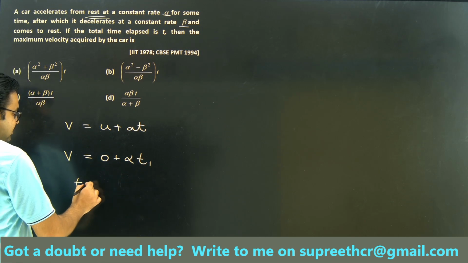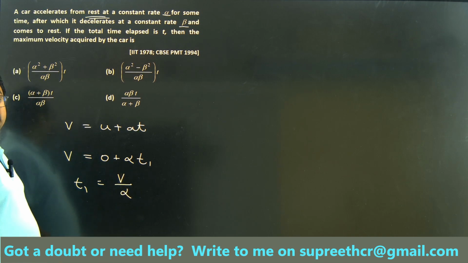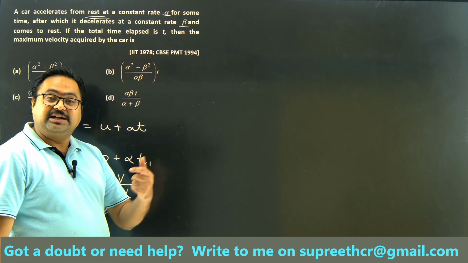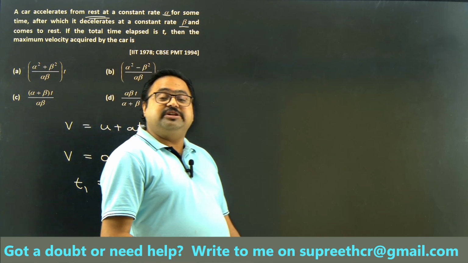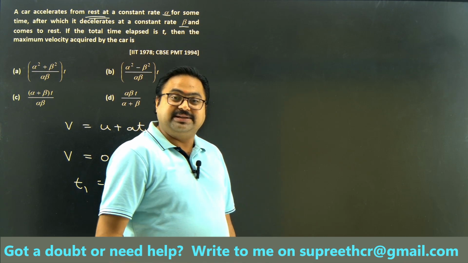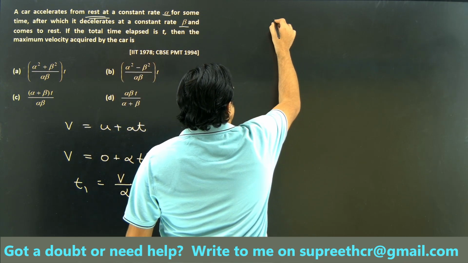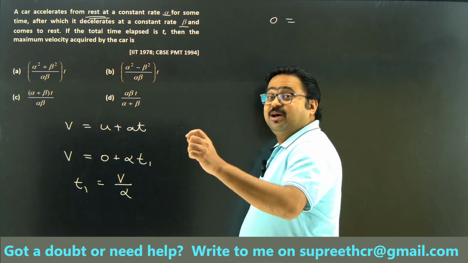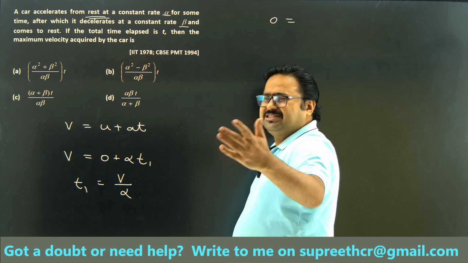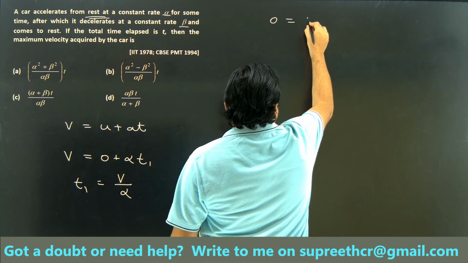So what do you think is t1, my friends? T1 would become equal to v divided by alpha, where v is the maximum velocity attained by it. Now this is t1. T2 is the time for which the body decelerates and then finally comes to a halt. You can again use that equation. Final velocity in the second case is 0. The initial velocity is the velocity that it had in the first situation, just like in the previous problem. Here, it's the maximum velocity v.